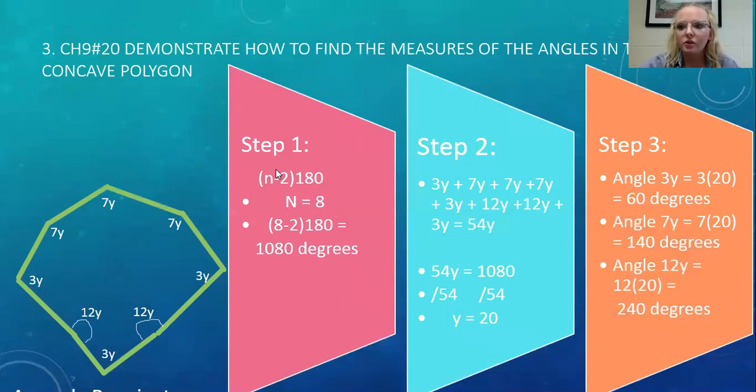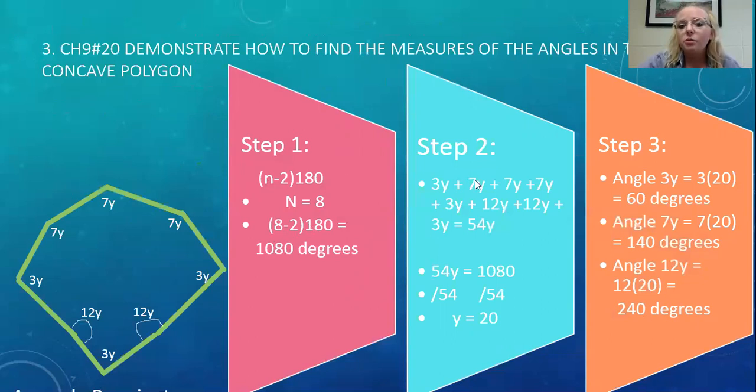So we're going to use our first formula in step 1. Our formula is (n minus 2) times 180. That n is going to represent the number of sides we counted, which is 8. So we're going to plug that in. 8 minus 2 times 180 is going to equal 1080 degrees. And we're going to hold on to that number.